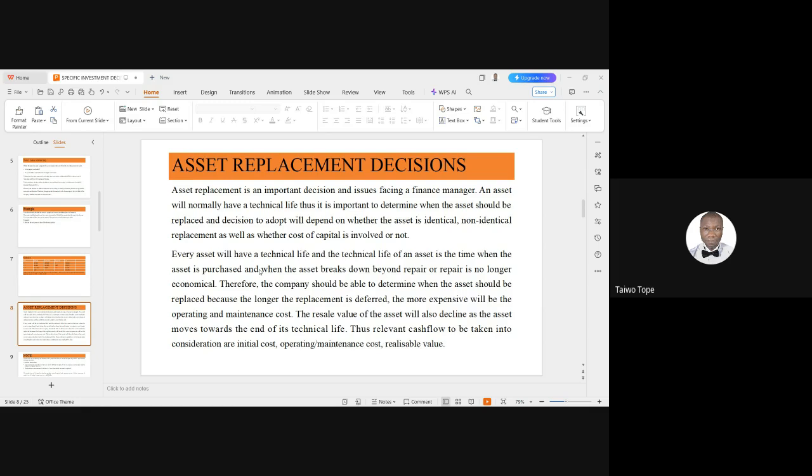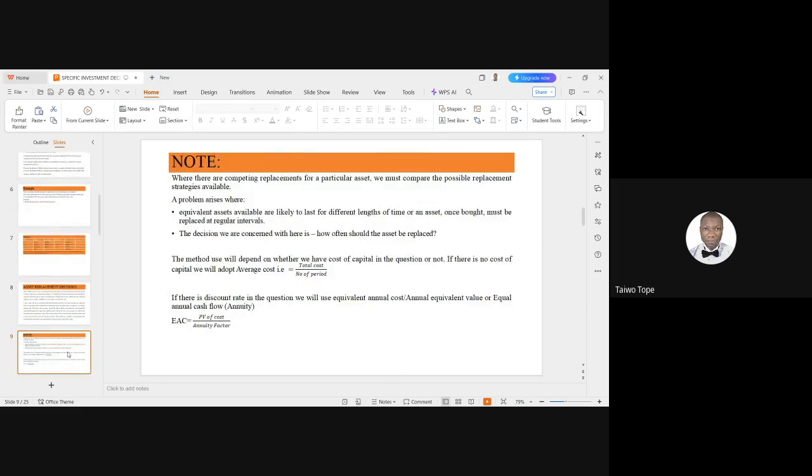So asset replacement is about choosing the right time to swap out old equipment. The finance manager must consider the rising cost, the fall in resale value, and the cost of the new asset. So this form of asset replacement decision depends on whether the replacement is for an identical asset or a different one, or whether discounting is used, and so on. So this must be considered when trying to replace an asset, and this is very important for an organization.